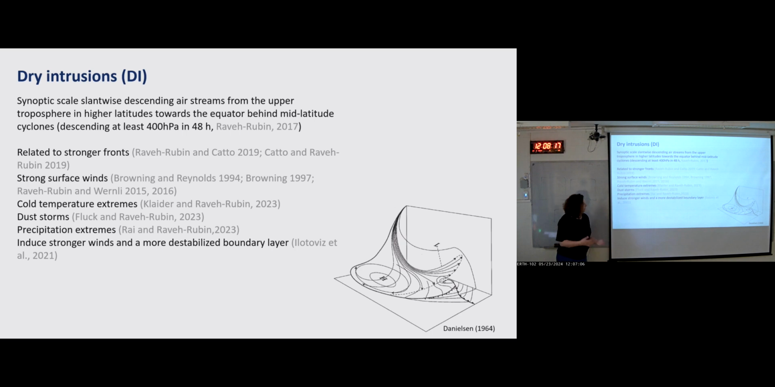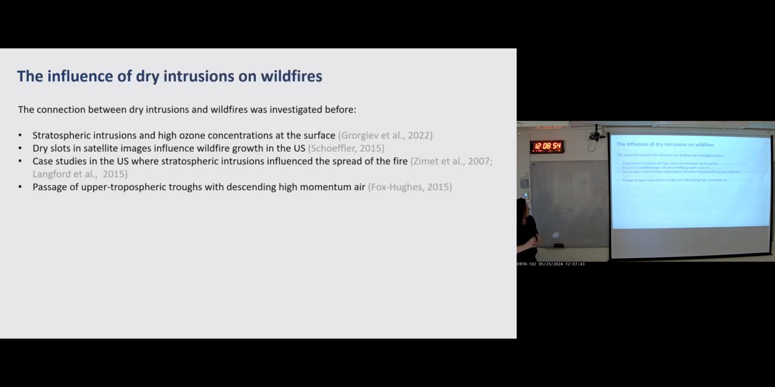A lot of research has been done in the last few years, and even more. We know that these dry intrusions are related to a lot of extreme events. They're related to stronger fronts and really strong surface winds, cold temperature extremes, dust storms, and precipitation extremes. This one is in the monsoon area, and there's actually a really strong relation between the dry intrusions and the monsoon rain. And we know that it also affects the boundary layer. It reaches the surface and causes a change in the boundary layer itself, destabilizing it and changing its height. So all of these, we thought, look like dry intrusions, but we weren't the first.